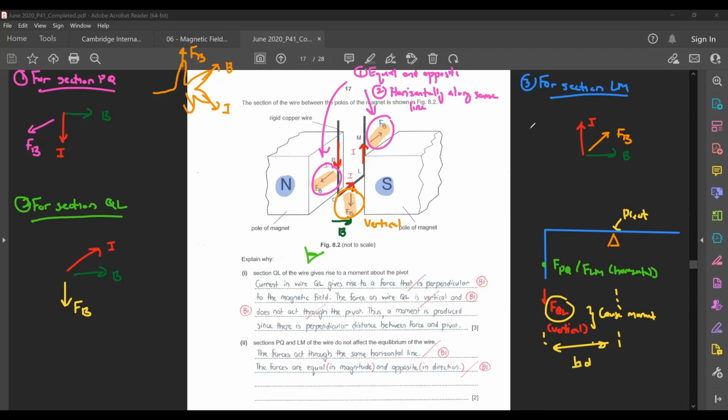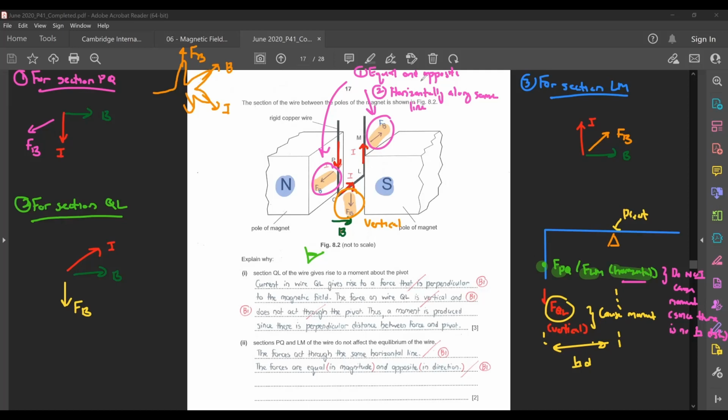But then when I look at the forces on sections PQ and LM, the forces are actually horizontal. There's no perpendicular distance that you can see between the forces and the pivot itself. These forces here do not cause moment since there is no perpendicular distance. The fact that there are horizontal forces in the first place will already tell you that there's no perpendicular distance that you can consider.